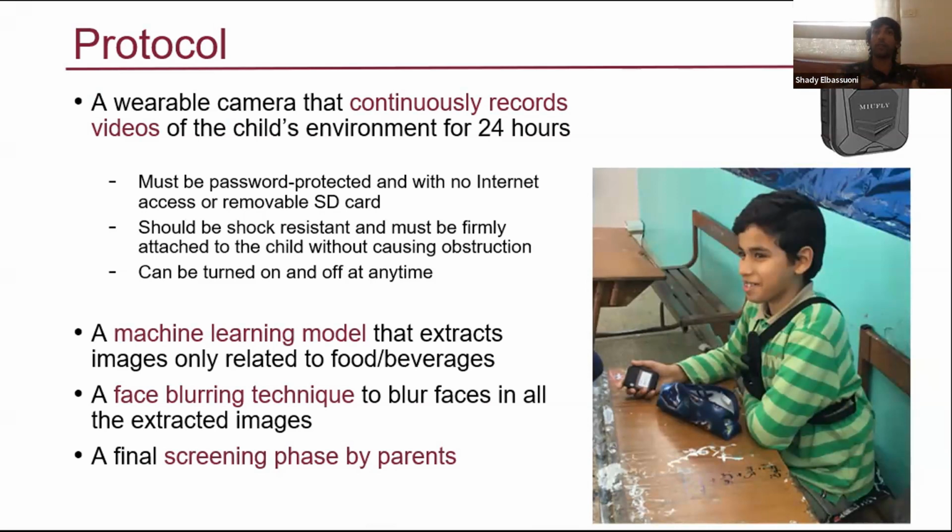Once this continuous footage is collected, a machine learning model will be employed to extract images from the footage that are related to food and discard anything else. Then, for the retained images that have something to do with food, all the faces will be blurred. Finally, a screening phase by the parents will take place to allow them to remove further images that they do not want to share with us as researchers.